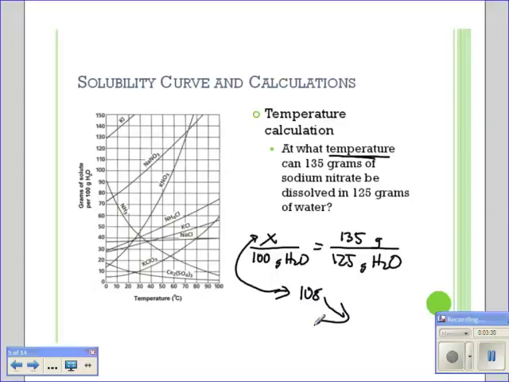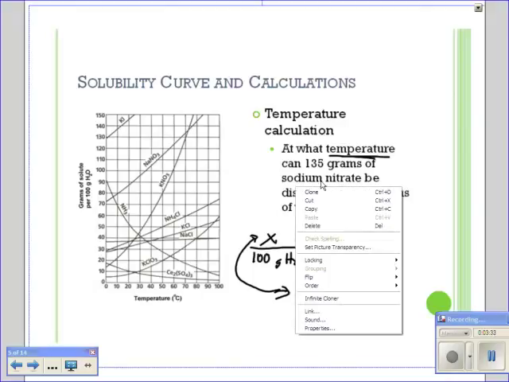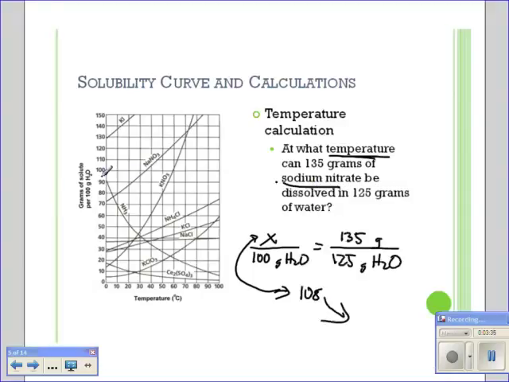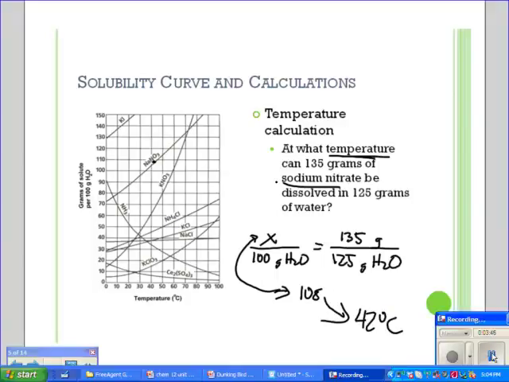That's not your answer. Then you need to find sodium nitrate. You need to figure out where sodium nitrate has a value of 108, so somewhere about there. Then you have to drop down and see the temperature. I would say it's probably about 42 degrees Celsius.